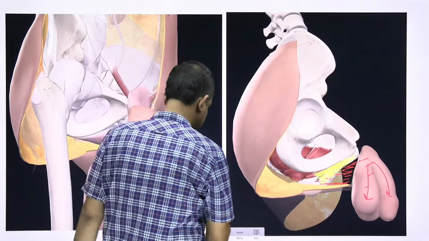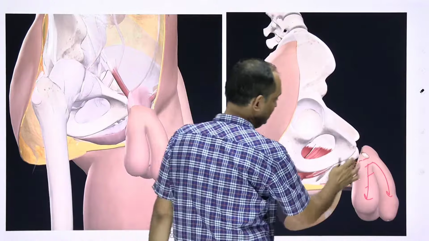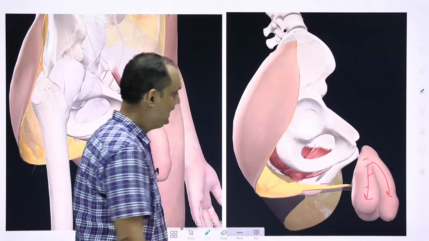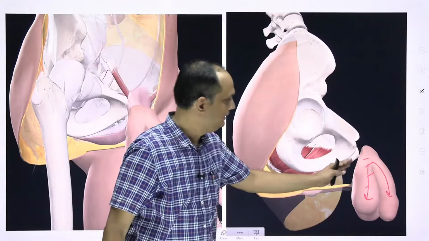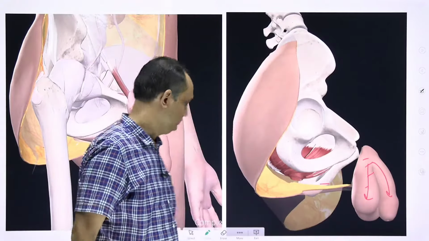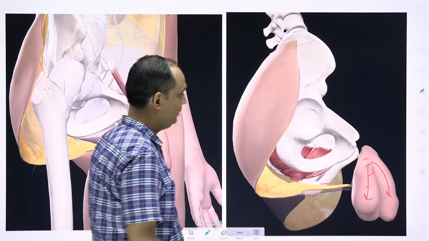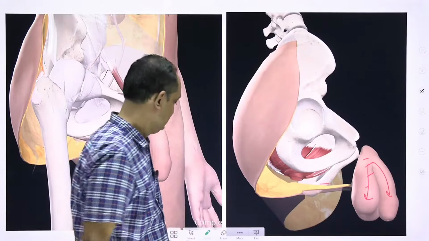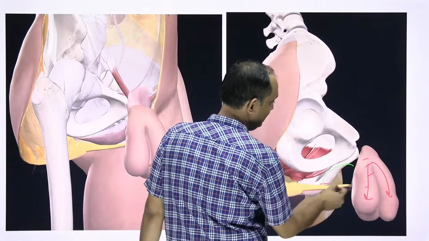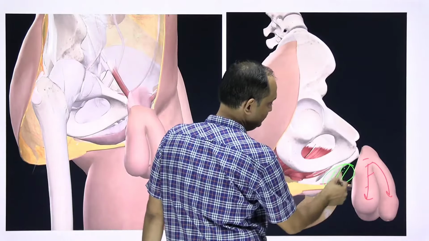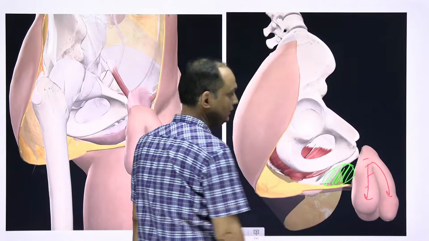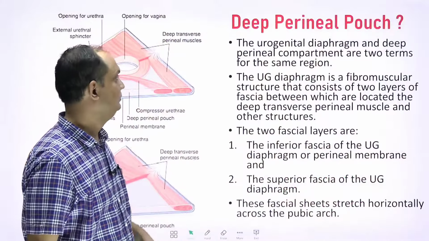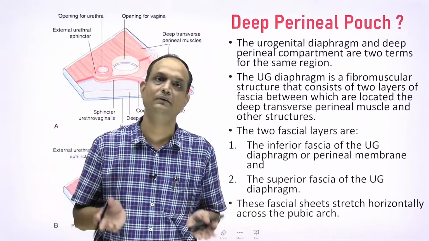So in this image, it is now clear that whenever you are doing a dissection, as soon as you remove the skin of this base area between the upper part of the thigh, you will find a gap, and this gap is known as the superficial perineal pouch. Clear? Now, what is the deep perineal pouch?